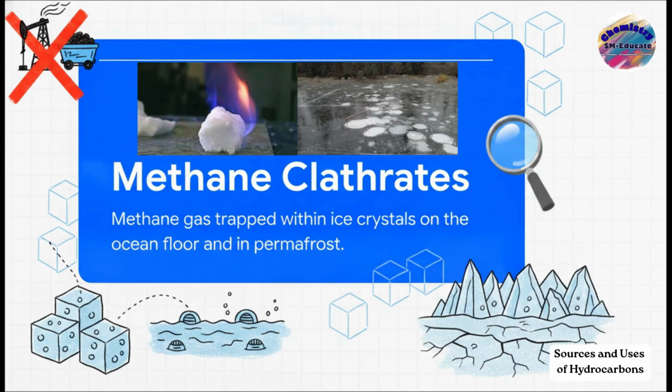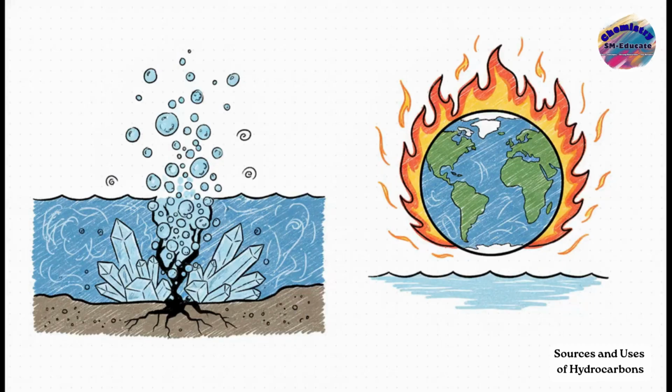These are essentially massive deposits of methane gas trapped right inside crystal structures of ice. We find them deep down on the ocean floor and locked away in terrestrial permafrost. And they represent an absolutely massive, currently untapped reserve of energy. But going after them, that represents what scientists call the clathrate gamble.